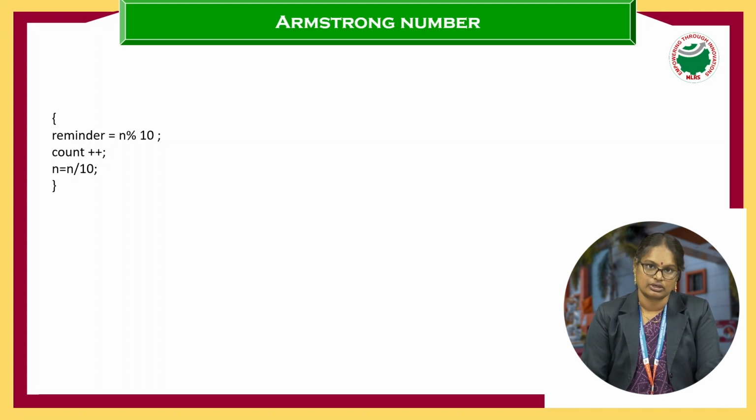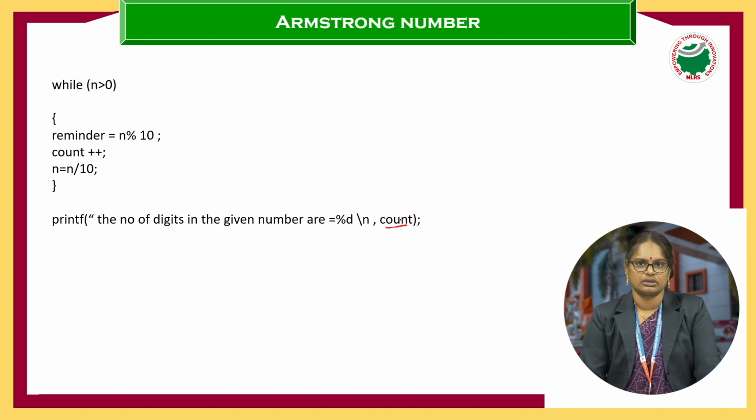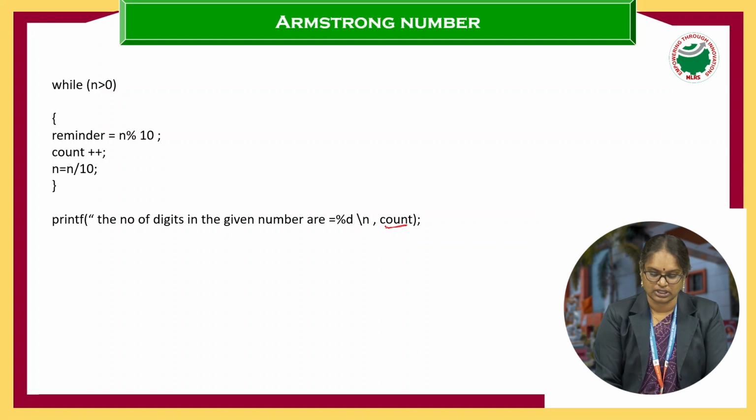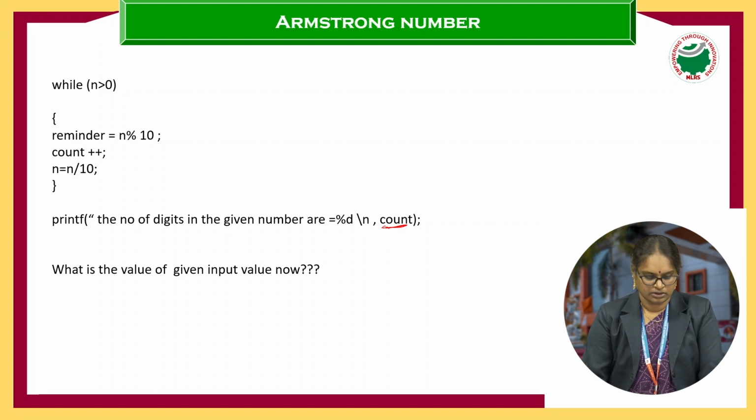How many times should it repeat? Till my n value is greater than 0, I will be repeating. And I will print the count. Just for understandability purposes, it's actually not required for an Armstrong number, because the actual output for the given problem is whether it is Armstrong or not. But for our understandability purposes, I am also printing the count. That means how many digits are there in the number, whether it has worked properly or not.